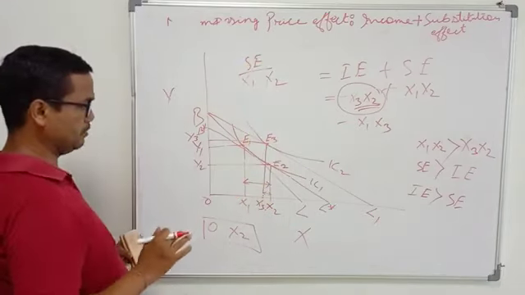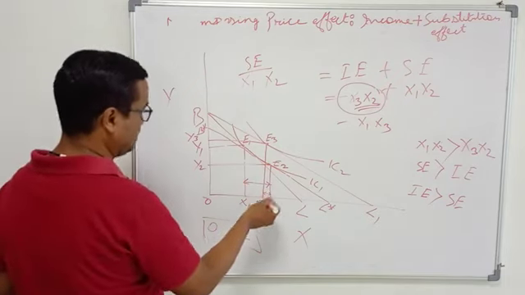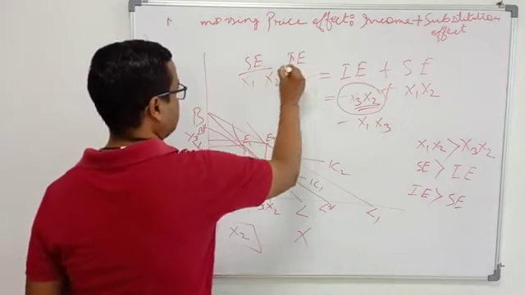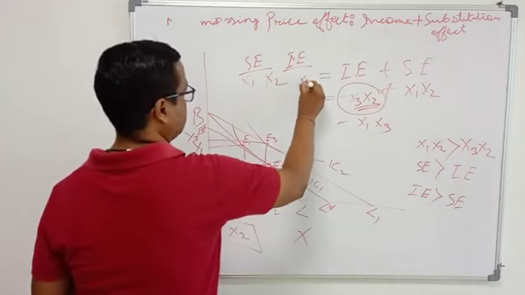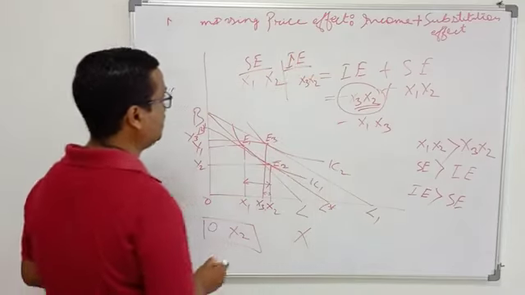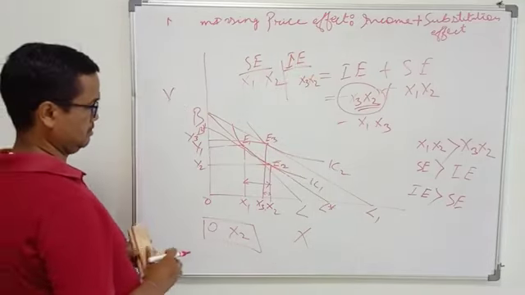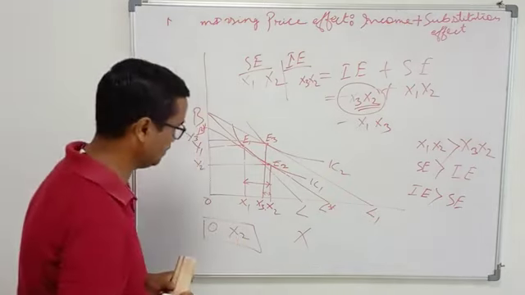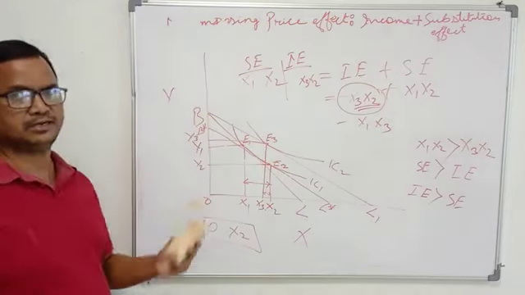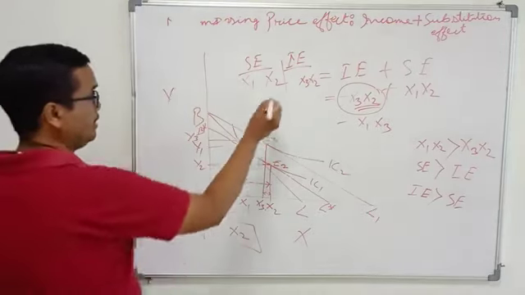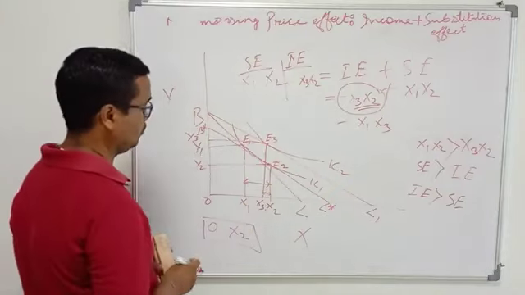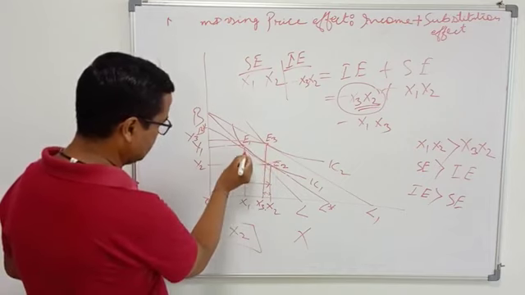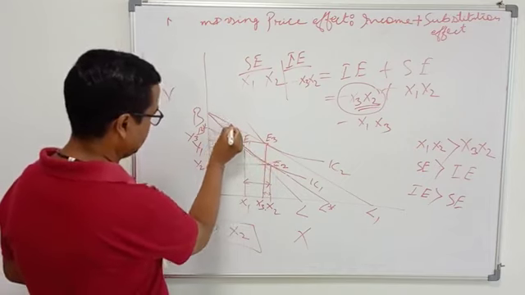So in case of an inferior commodity, the negative income effect is how much? X3, X2. But in case of inferior Giffen good, Giffen, G-I-F-F-E-N, this is one special kind of inferior good, where the negative income effect will be more than the positive substitution effect. That means the consumer's equilibrium will be somewhere here in this range.